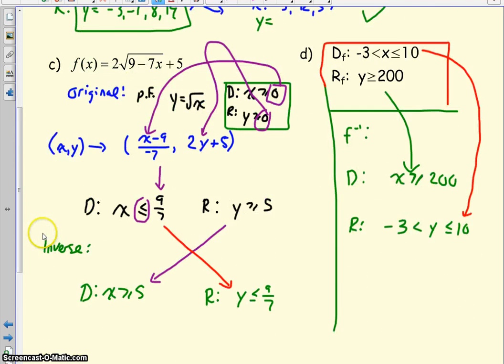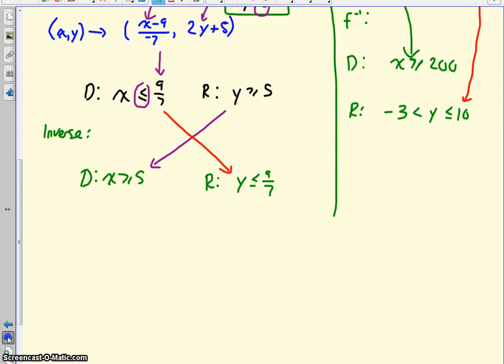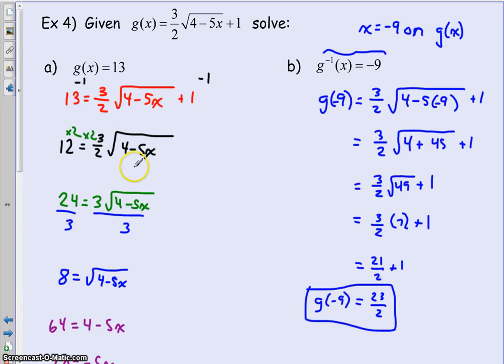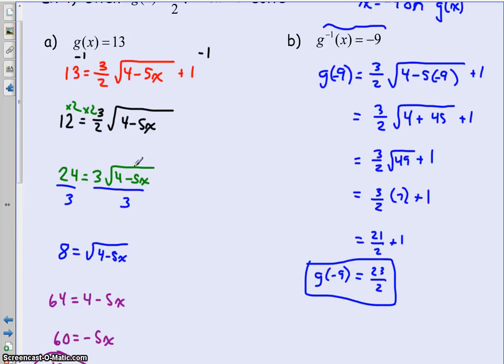Okay, so last thing we'll do in this unit, I'm going to give you a function here, and I want you to solve two different equations: one where g of x equals 13, and one where g inverse of x equals negative 9. I'd like you to try them on your own first, and see if you can work through the algebra, and push play to check your answers and go through them. Okay, so take a minute there and check your answers for both A and B.